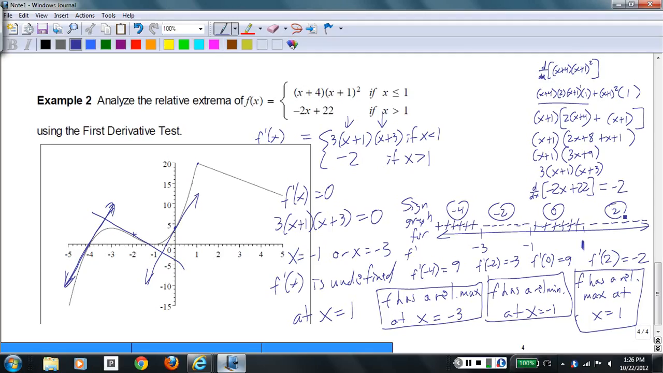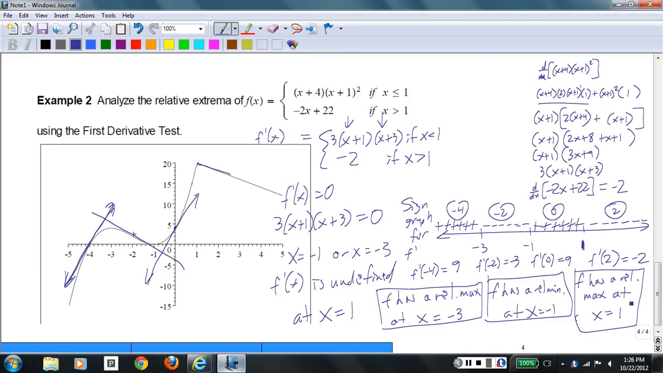Yeah, but 2 was my test number, so the test number was inside the interval. I evaluated it. It found a negative slope of -2 there. And so because it's positive going into x equals 1, it's negative coming out of x equals 1, f has a relative maximum at x equals 1. Yeah. Sorry about that. Yes?